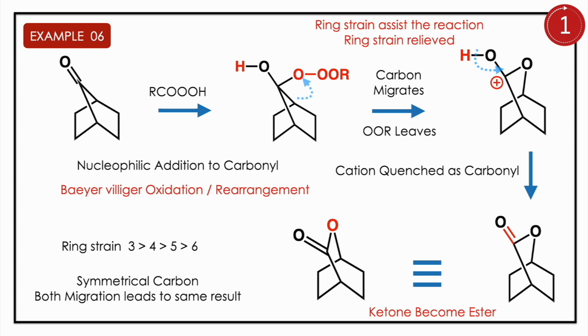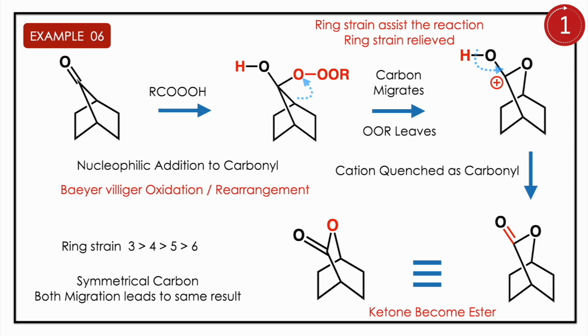Then the carbon with many heteroatoms has to stabilize itself, and ring strain is also there. A 5-member ring becomes a 6-member ring. So the ring opens. You have a new C-O bond. Then the cation near the alcohol is quenched as a carbonyl. You end up with a lactone.